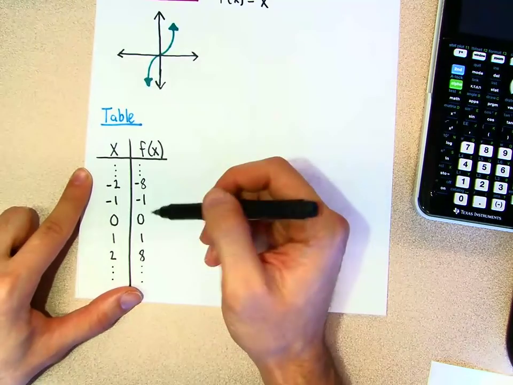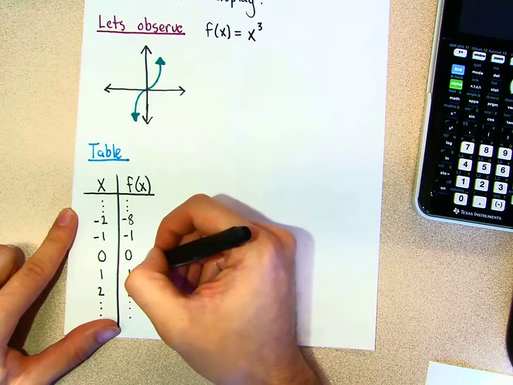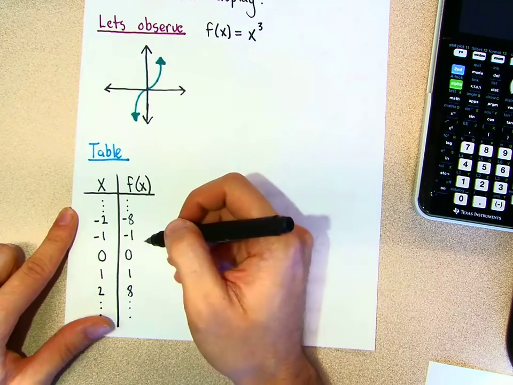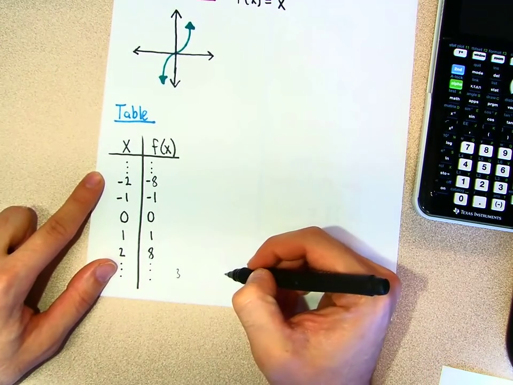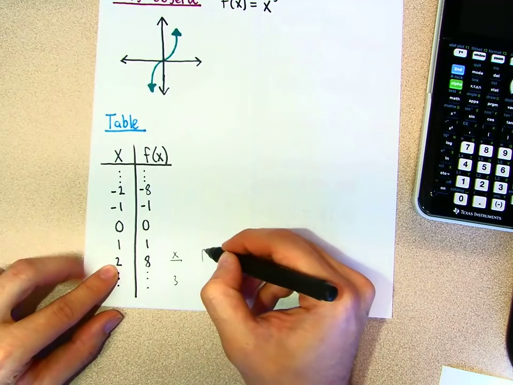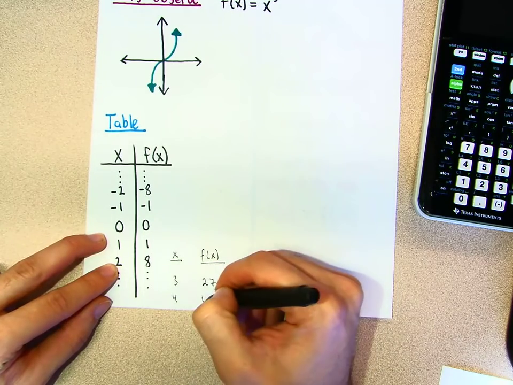Well, let's take a look here. If I have 0, it's 0. It's 1, 1, 2, 8, negative 1, negative 1, negative 2, negative 8. Well, let's take a look. If I have 3, if x is 3, then my f of x has to be 27. If it's 4, it's 64.